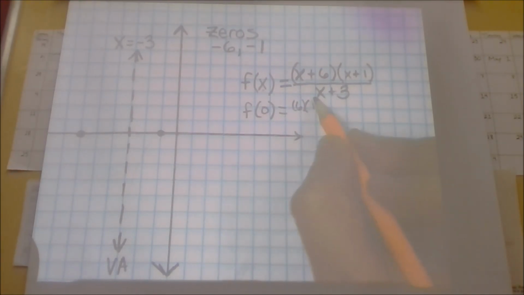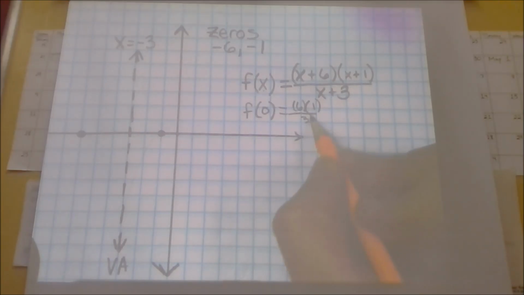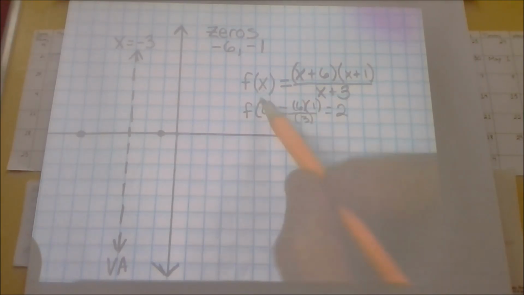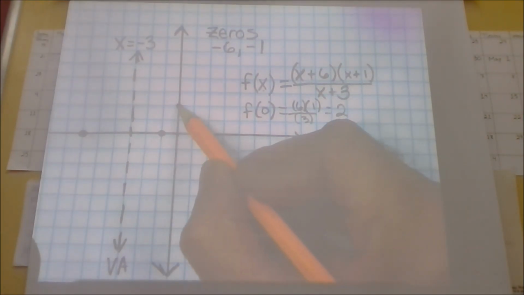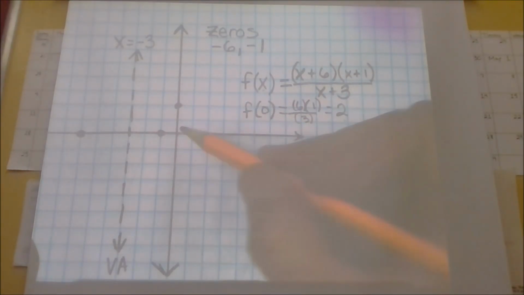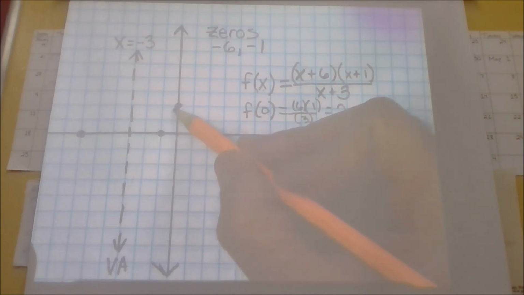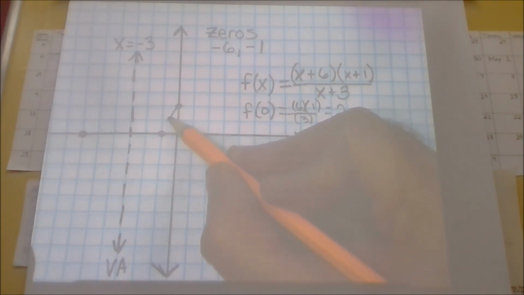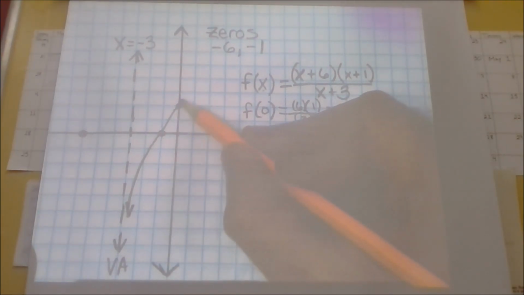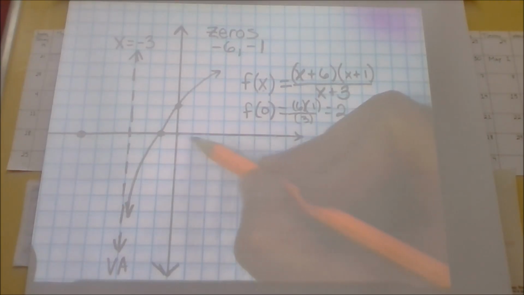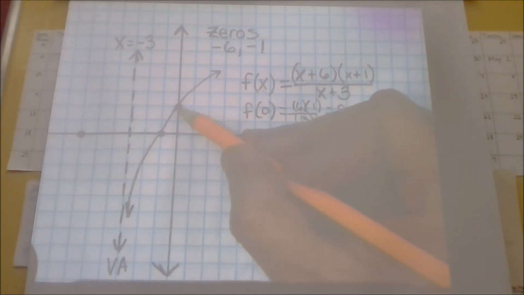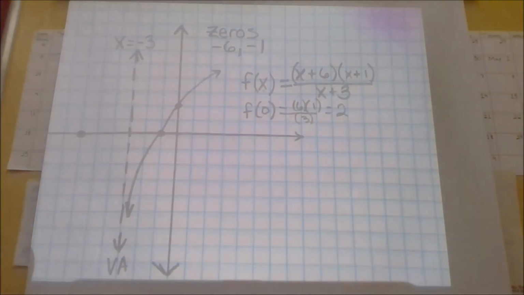That gets us 6 times 1 over 3, which is 6 over 3, which is 2. So f of 0 is 2. So when x is 0, y is 2. And now I can start to say, well, it's approaching this asymptote. And so now I'm just going to let that curve approach the asymptote. And I don't know where it's going. I could probably plug in x equals 1 and see what happens.